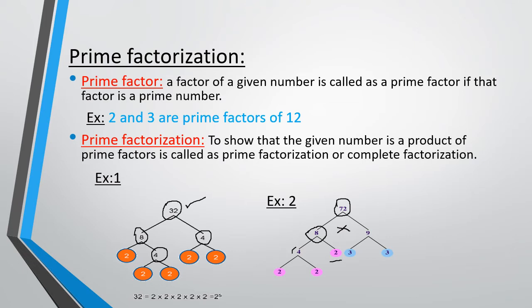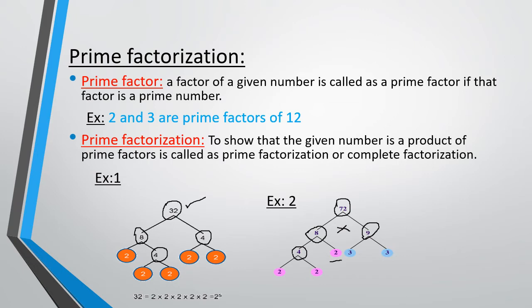Now here I have 4. I need to factorize 4. 2 twos are 4. So 2 is a prime number, so we are leaving it here itself. Here we'll consider 9. We have to factorize 9. 3 threes are 9. Again it's ended up with 3, which is a prime number.